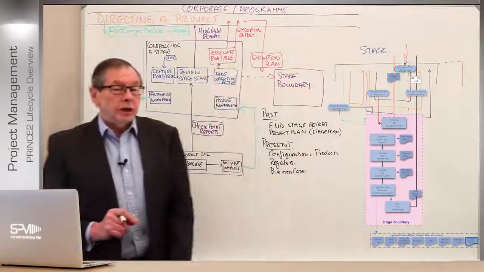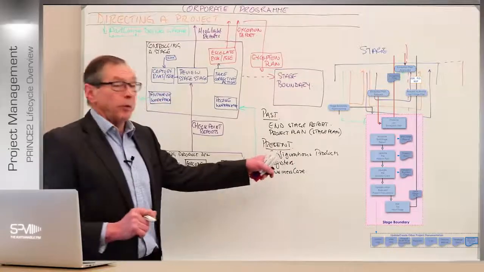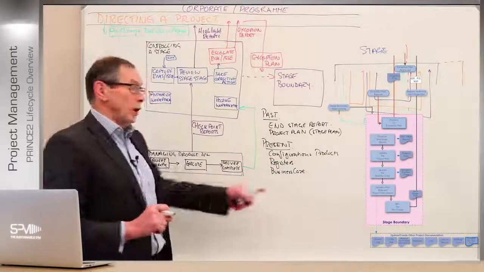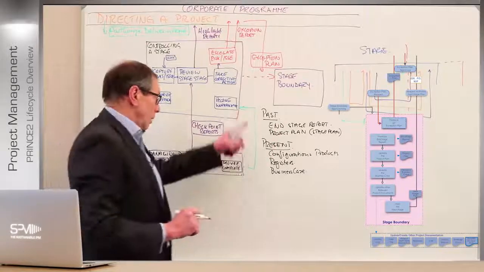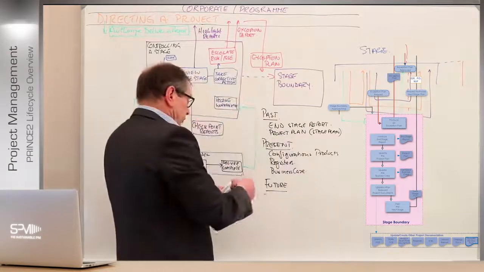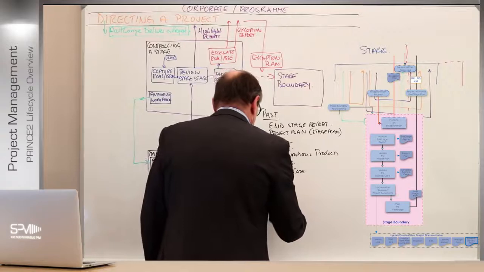Because now the business needs to make a decision about where we are on that point too. Where are we right now? Do we like what we've got right now? Have we completed all the work we've done so far based on that? And then we need to look to the future. And of course, the main thing about the future is the next stage plan.